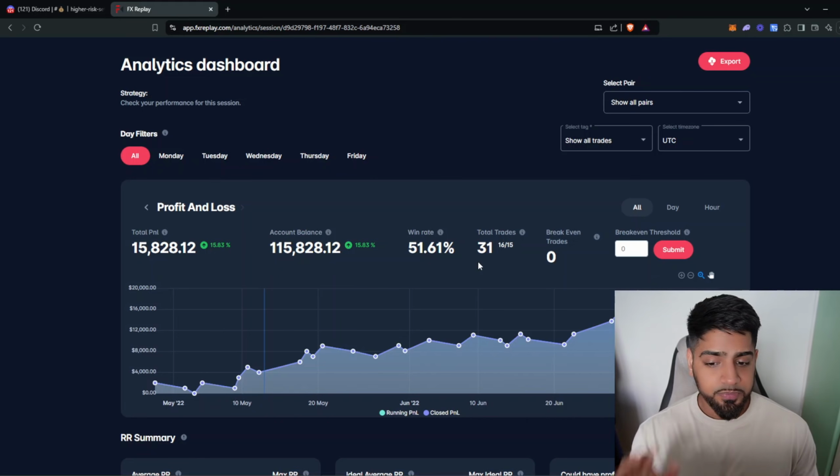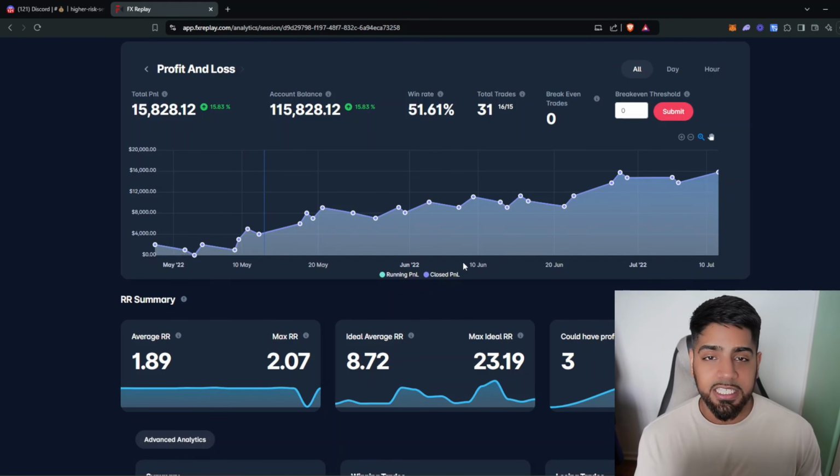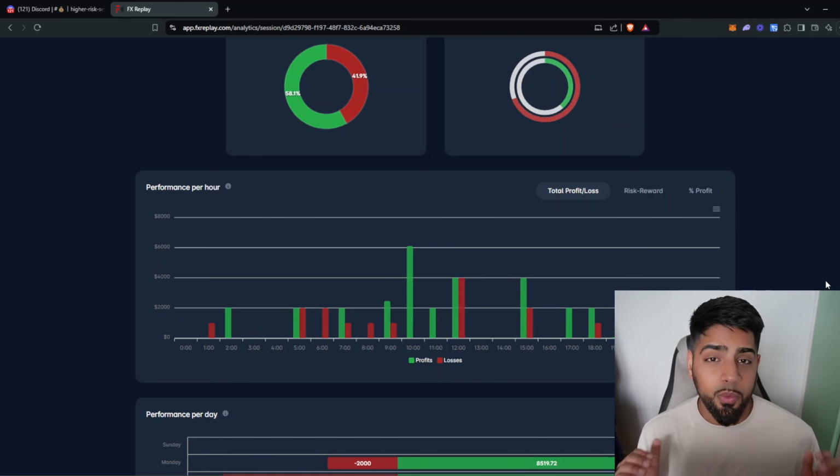Not only that, but once you compile all of this data, you can then go ahead and start to dig a little bit deeper to start refining the strategy. Now we can start refining this strategy by doing things such as this. We can see that the performance per hour dictates where we are the most profitable and where we are the least profitable.